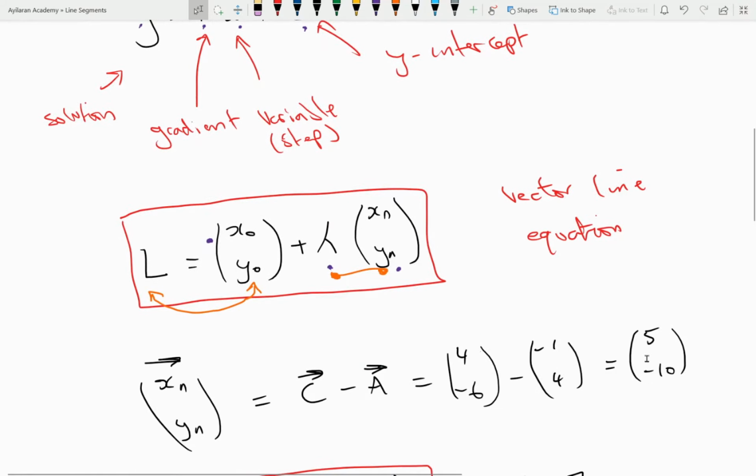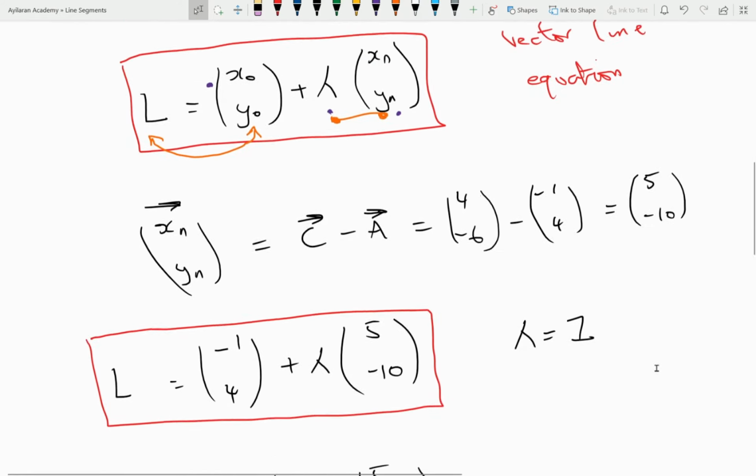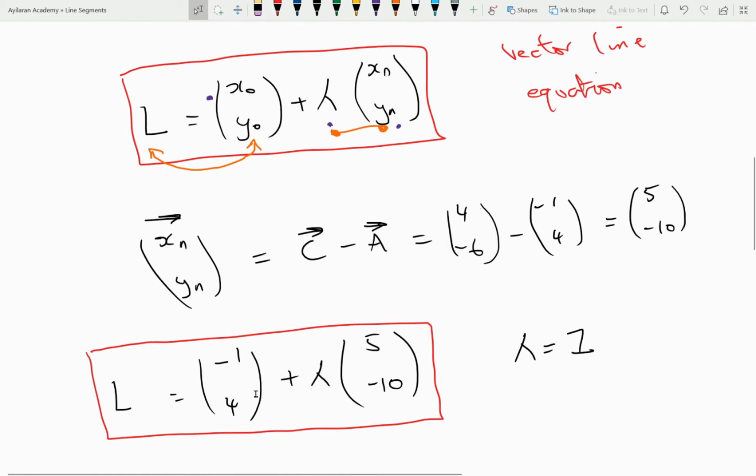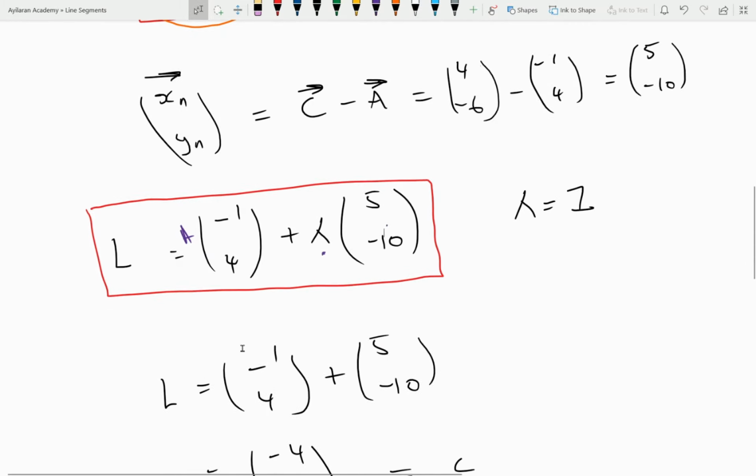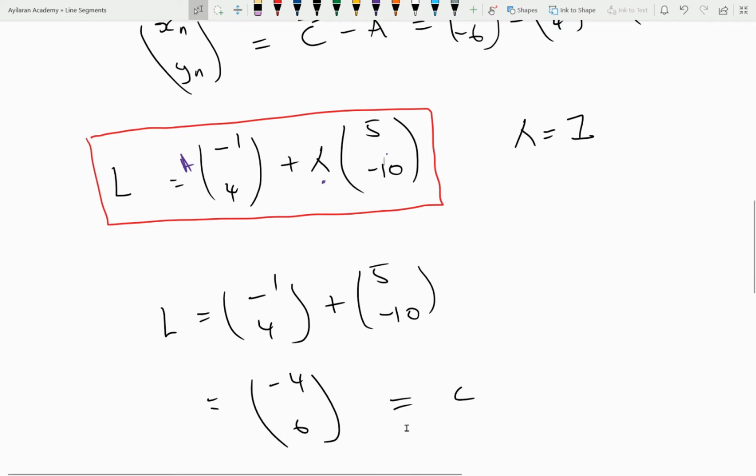Now this represents one step. To go from A to C, I go one step in (5, -10). So 5 along the x, -10 along the y. So I substitute in my values into my vector line equation. So my initial point is (-1, 4), which is A. So this is A, and this is my step, and this is my direction. Lambda equals 1. I do the arithmetic, and I get C. So this checks out. I'm just confirming that this equation makes sense and is true.